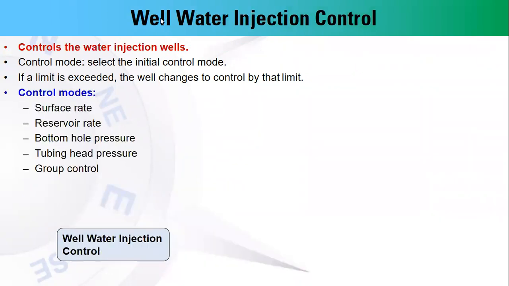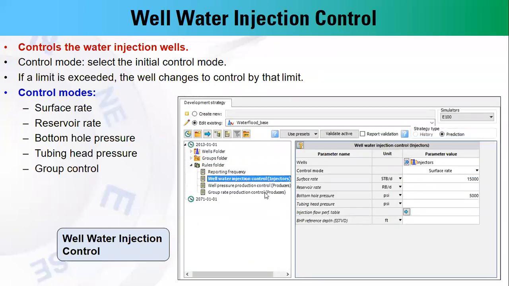So, water injection control, as the name implies, this rule is used to control the water injection wells. The control mode for water injectors is typically surface control, because we can control the injectors from surface, to control the water injection rate and the injection pressures and so on, and assign the required injection rate.